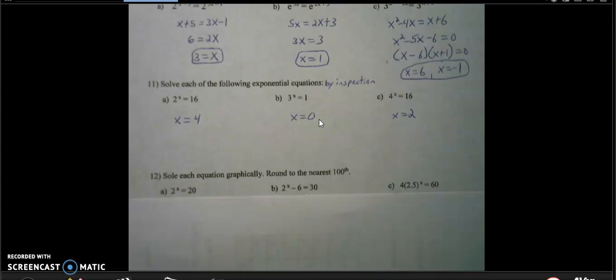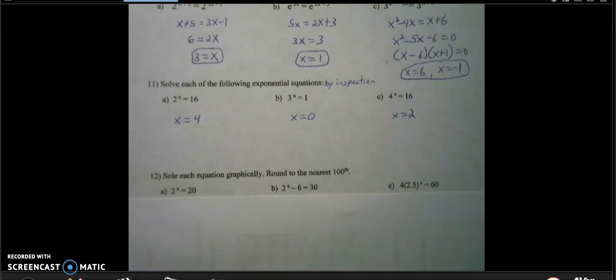So when we get to number 12, you might think, well, the next logical type of question is, what if we can't solve by inspection? We can't just plug a number in and see if it works. So if we have 2 to the x equals 20, looking at that equation, we know that 2 to the 4th is 16, and 2 to the 5th is 32. So we know that our solution for x should be somewhere between 4 and 5. So right now, we're going to solve graphically.